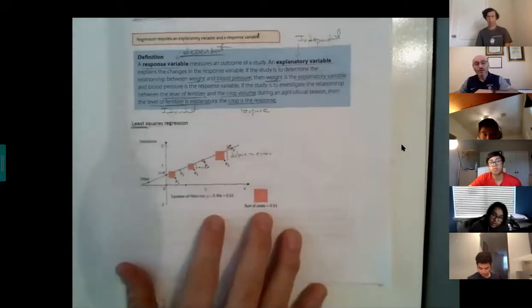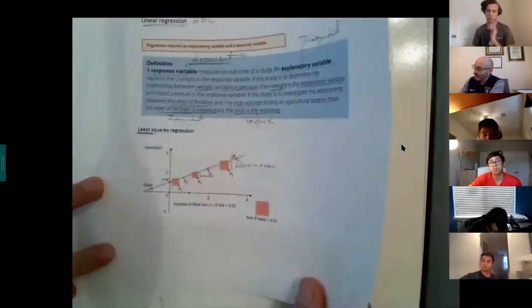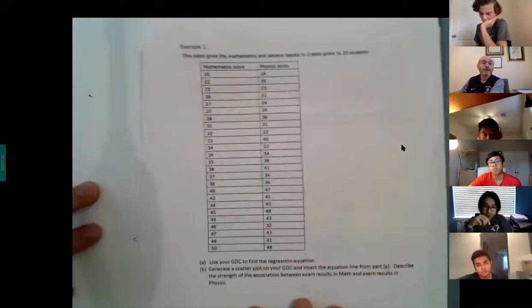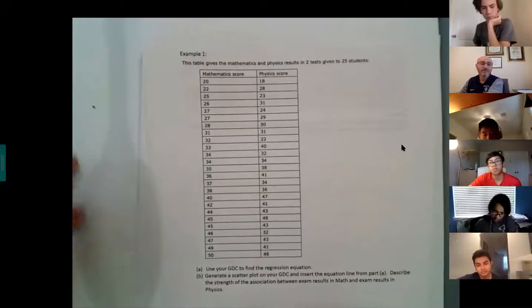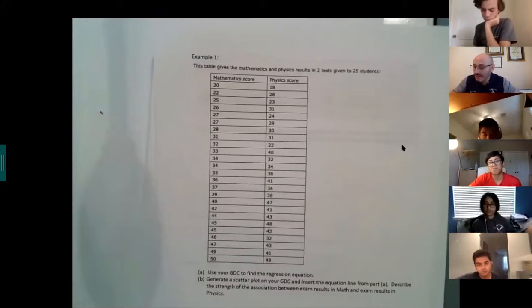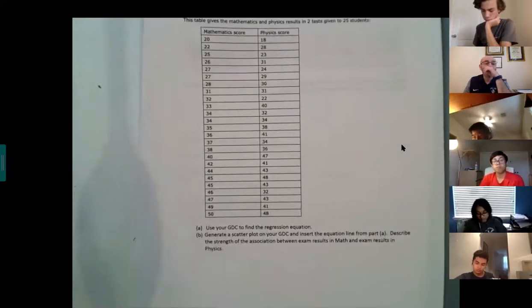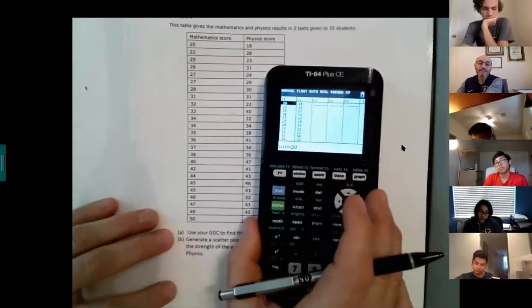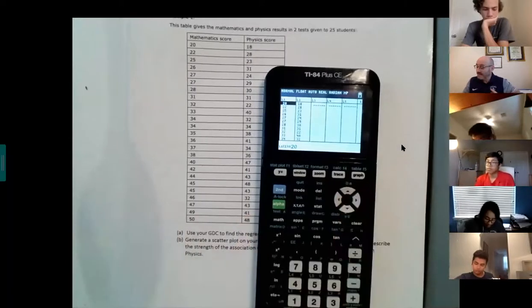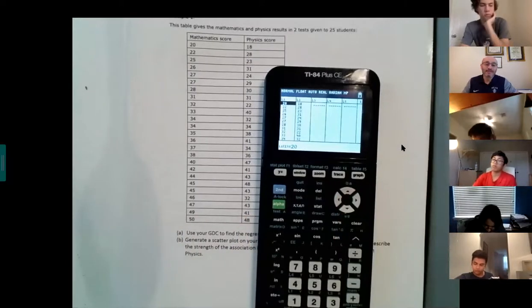All right, so let's continue. So we're gonna enter this data into the calculator. I don't know if you had the opportunity to do that already or not, but just reviewing what you have done in the past, okay? So this is example 1, right? We're gonna enter that data into the stat. So go to stat edit, and enter that data, please.